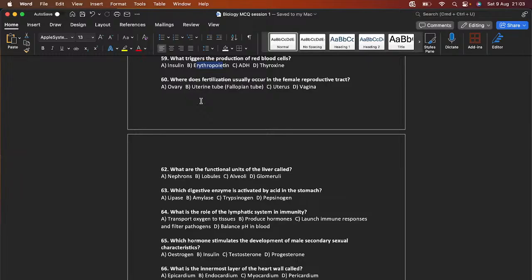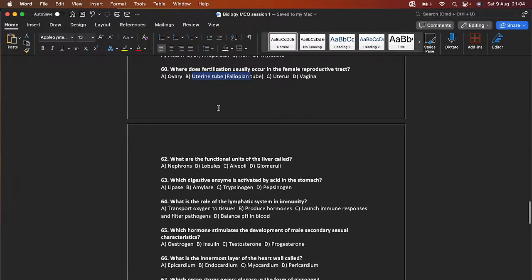Where does fertilization usually occur in the female reproductive tract? So that happens within the uterine tube, the fallopian tube. Okay, so the ovary will release the eggs into the uterine tube, and at the same time we have the sperms that are now navigating themselves through the vagina and the uterus, and they will eventually meet at the uterine tube, the fallopian tube, where fertilization will occur.